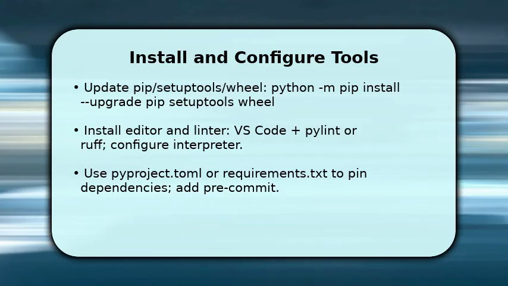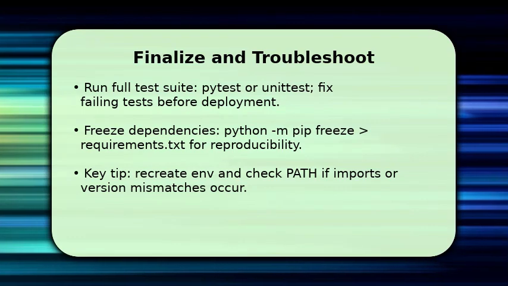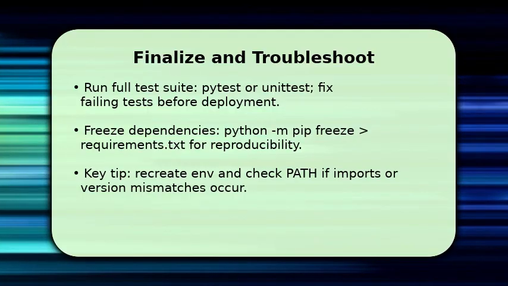While configuring, run a quick hello script to confirm imports and environment variables resolve as expected. Finish by running your test suite with pytest or unittest to validate behavior before any deployment. Once tests pass, freeze dependencies with python -m pip freeze > requirements.txt so others can recreate the exact setup. Package and version your app or library as needed.